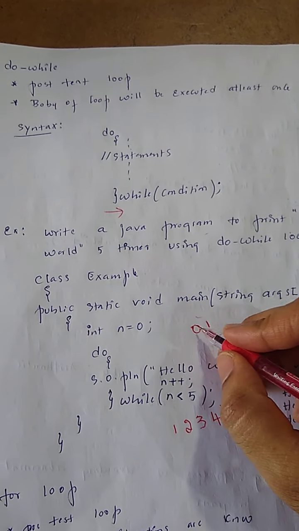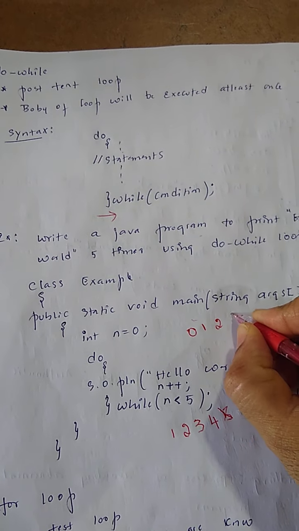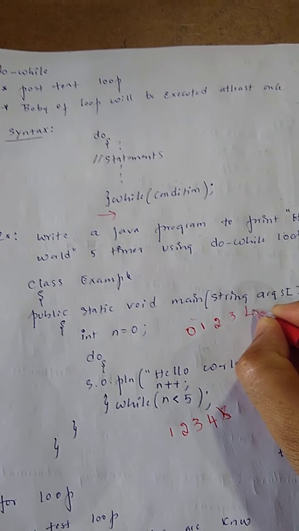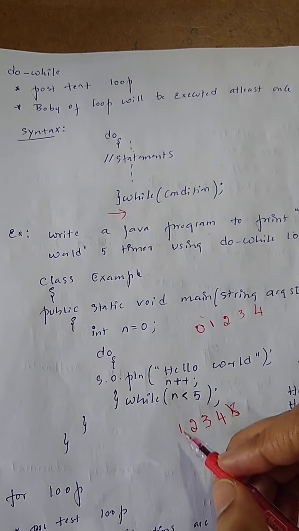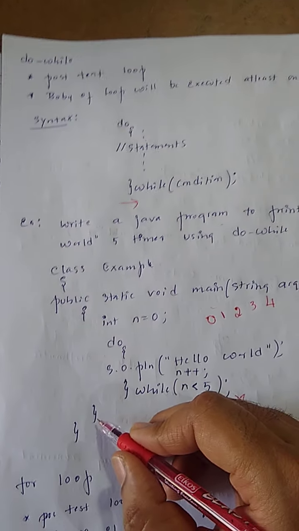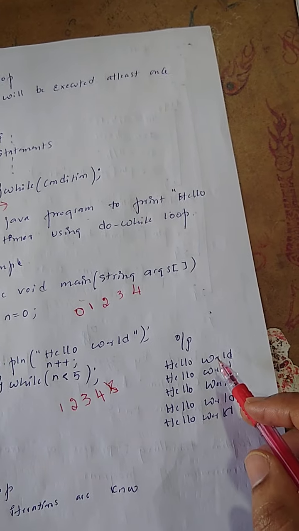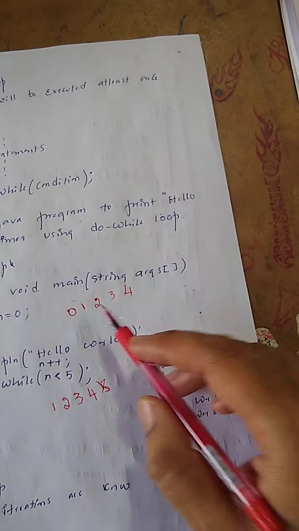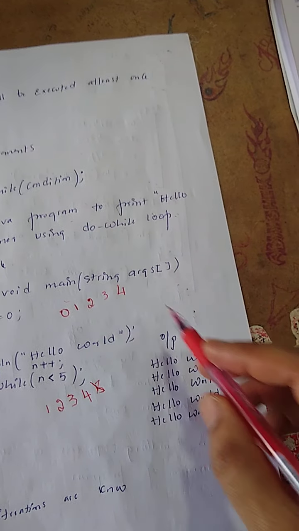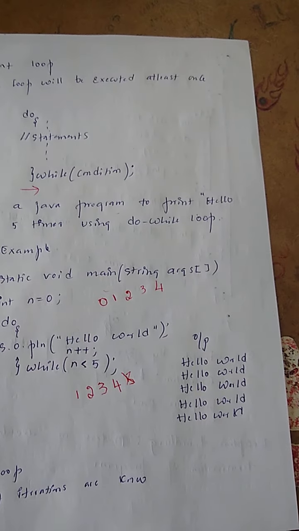Now how many times is it going to print? For 0 it will print, for 1 it will print, for 2 it will print, for 3 it will print, and for 4 it will print. Once n becomes 5, the condition is false, and it will come out to the next line. The next line is the closing bracket of main, and the program terminates. You will get the output 5 times: for 0, 1, 2, 3 as well as 4. You will get output in this way. Copy the program along with the output.